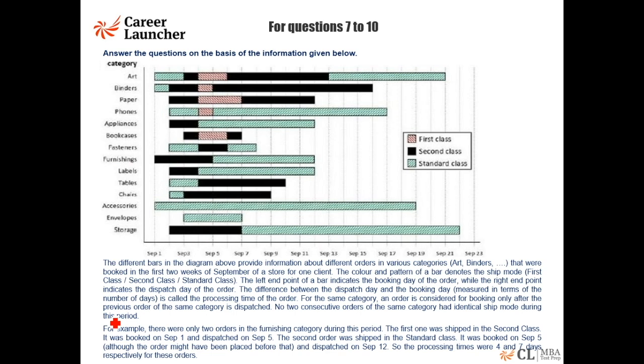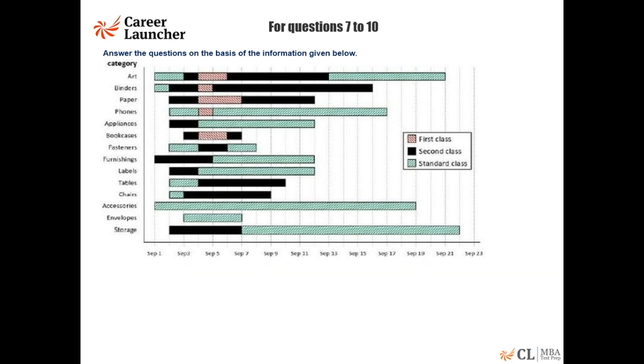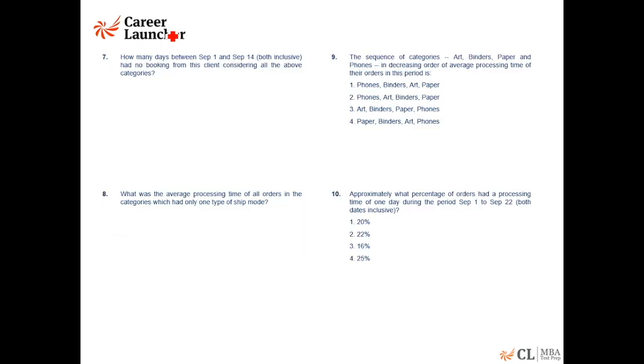Let's go straight to the questions. This kind of data, you don't copy the data because it is going to be practically impossible, and typically such data sets you should be able to pick out the relevant information from the graph and do the calculation. Keep noting down that data neatly. For question 7, for how many days between September 1 and 14, both inclusive, had no booking from this client considering the above category? So we are talking about September 1st to September 14. On how many days was there no booking from this client?